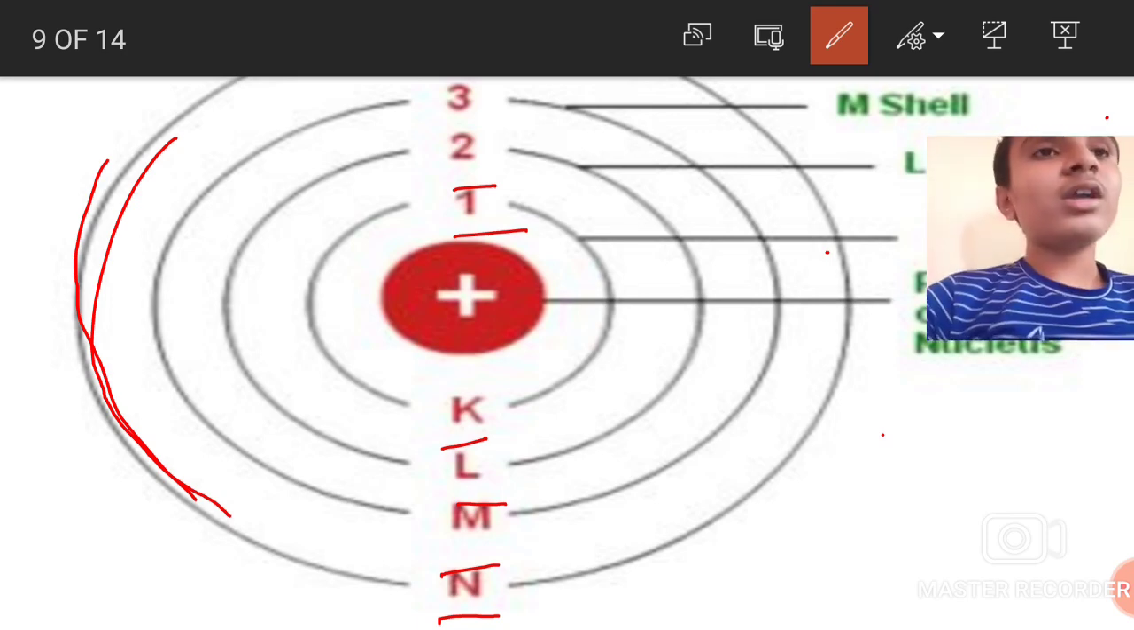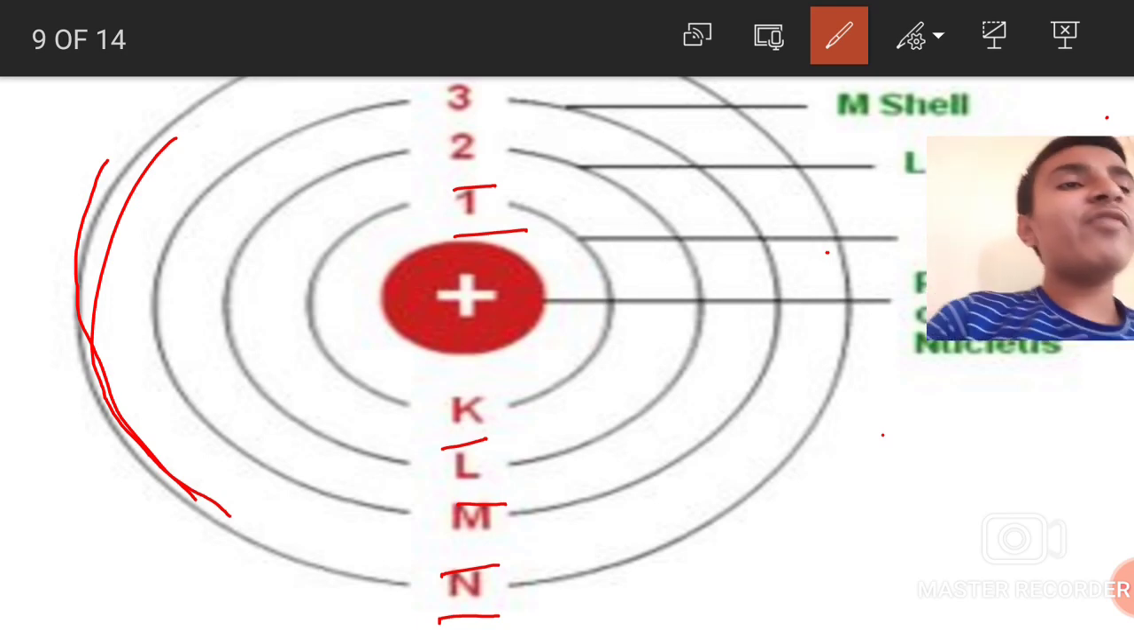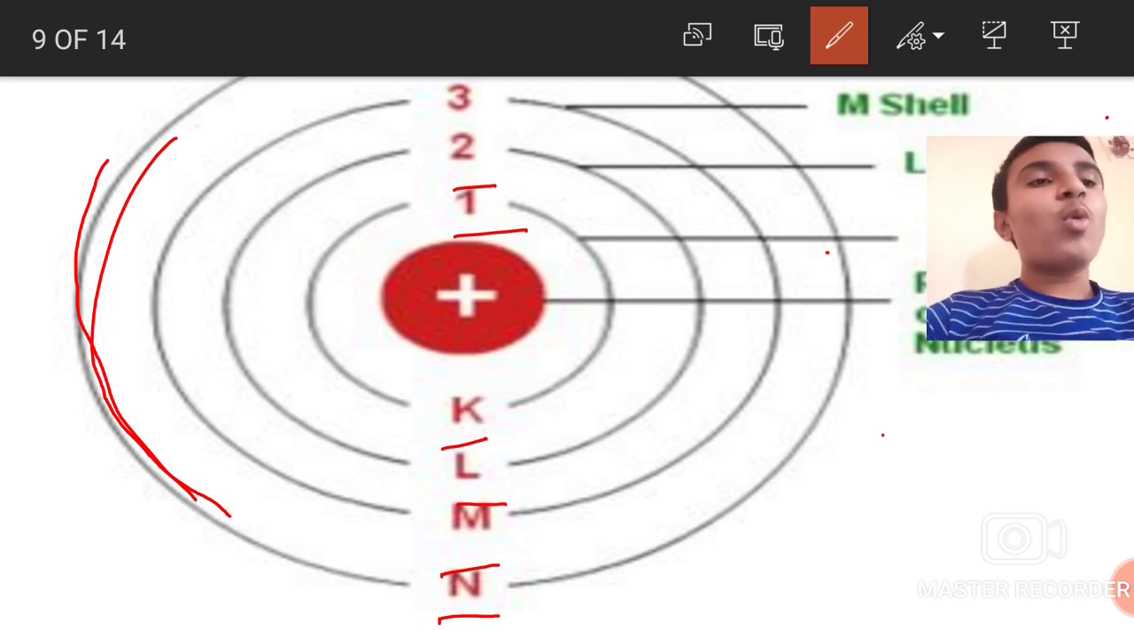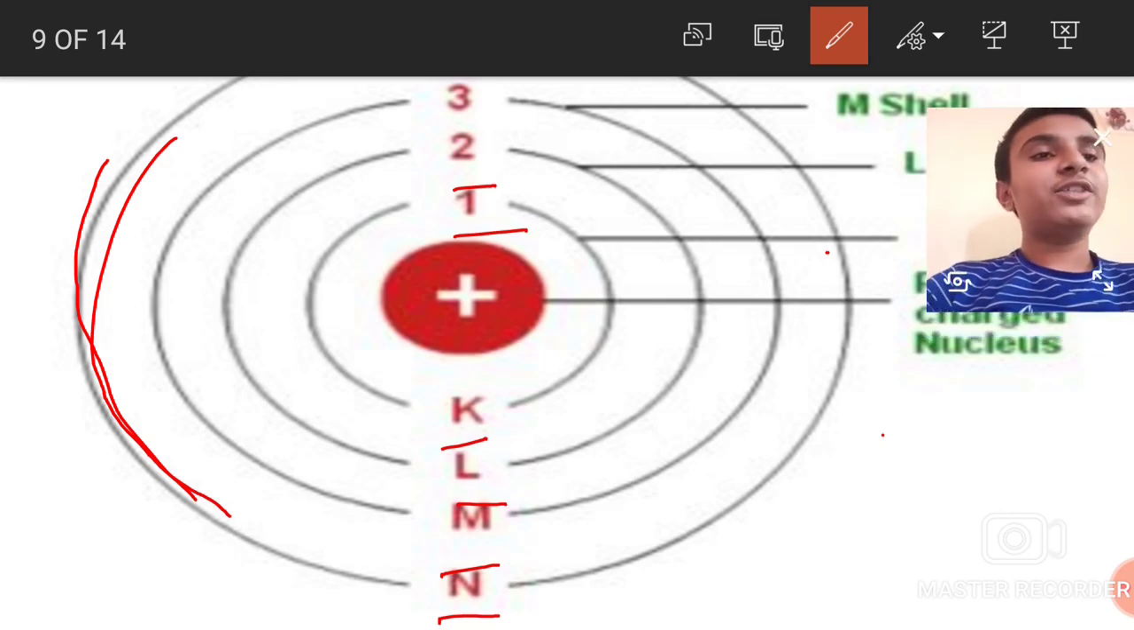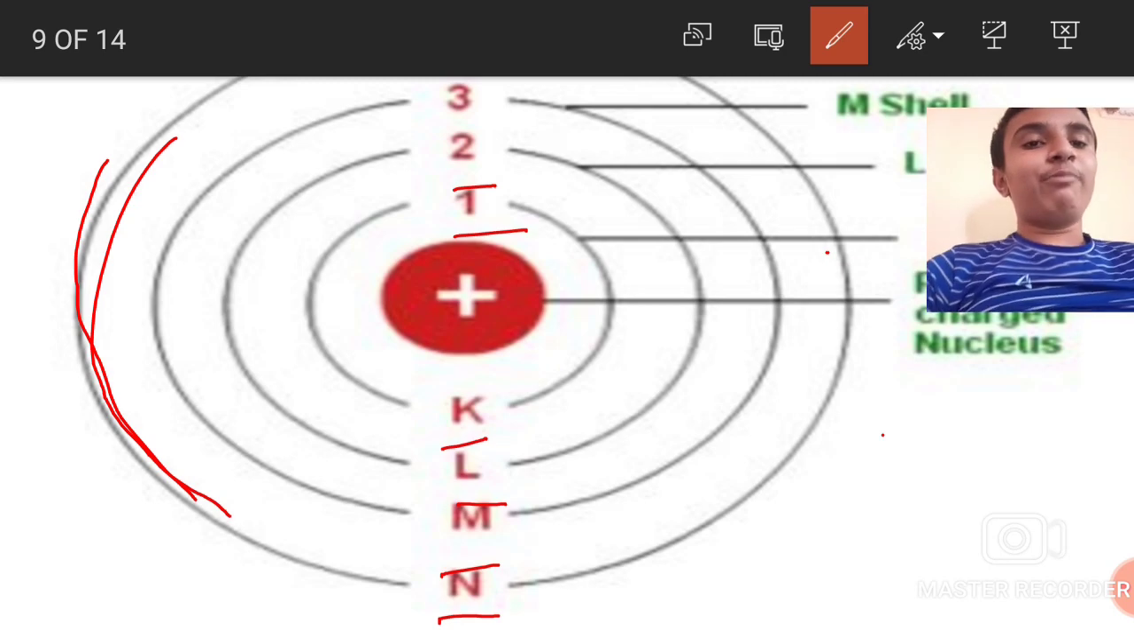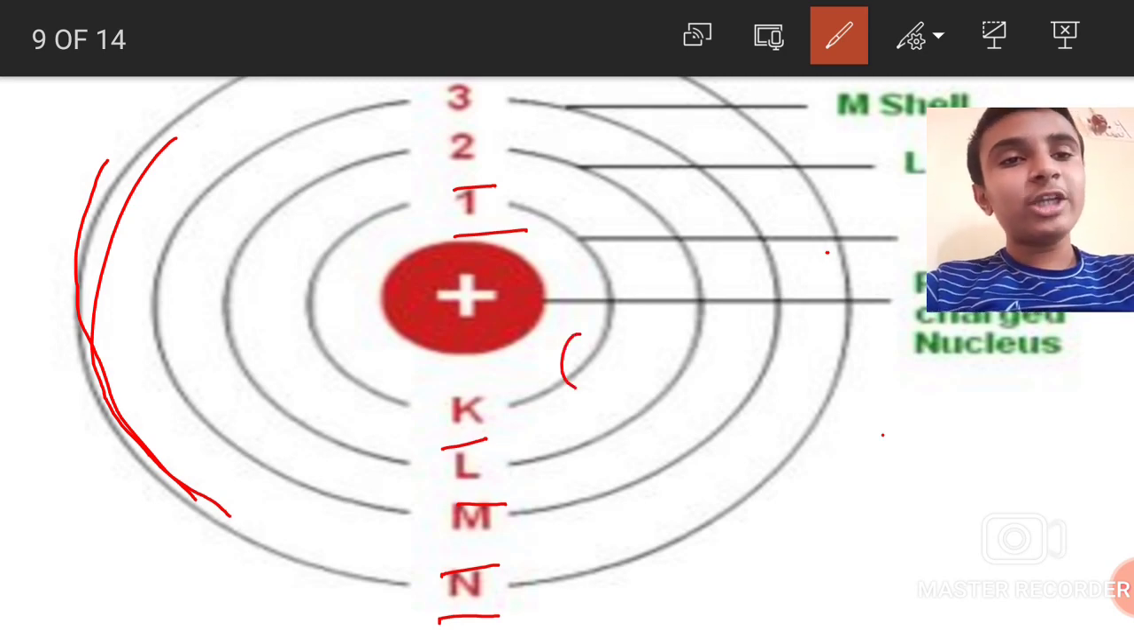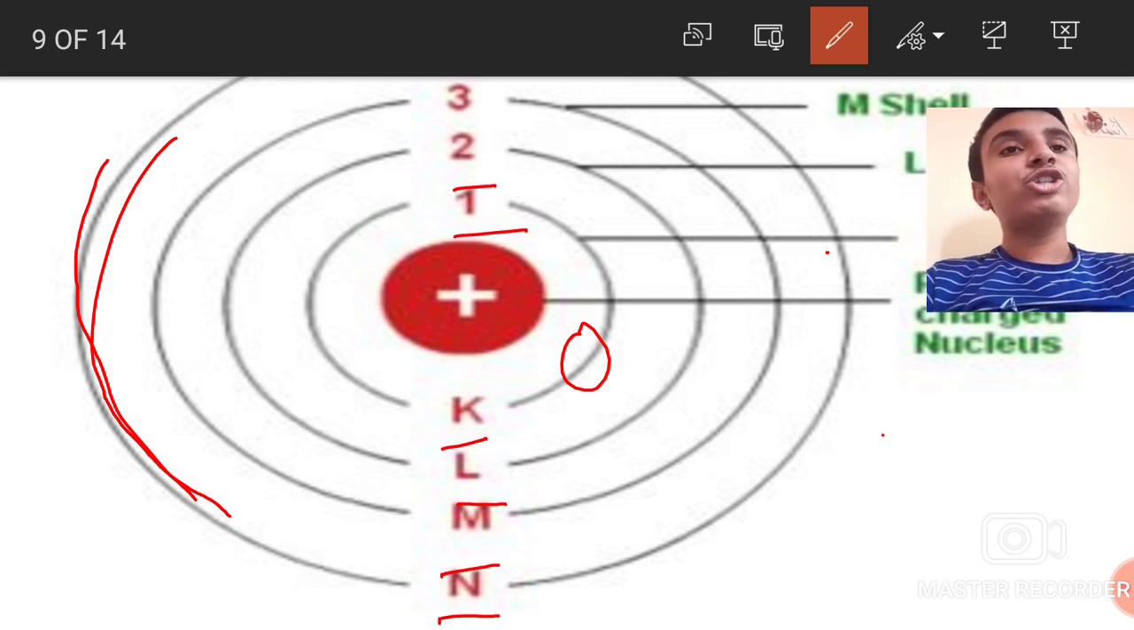He also stated that the energy of an electron is constant while it is in a particular orbit. Yes, friends, the energy of an electron is constant while it is in a particular orbit. It means when it is in the first orbit, that is the K orbit, suppose here is an electron, its energy is constant while it is moving. Its energy does not change.